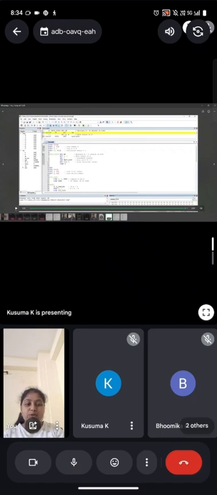It multiplies A into B, for example 1 into 5, then 5 into 4, and so on. It decreases B by 1 each time. It repeats this until B becomes 0.